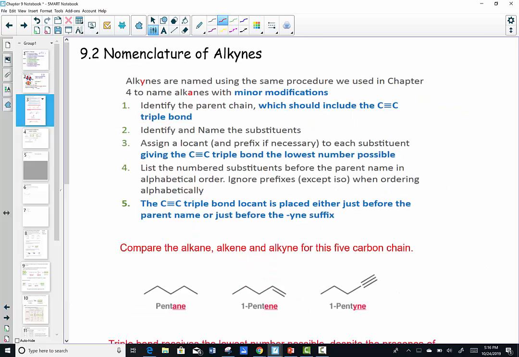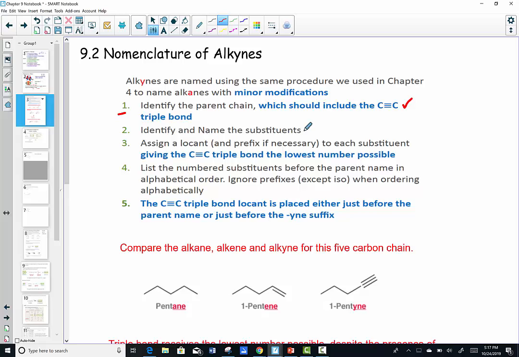Let's practice the nomenclature of alkynes. Now, alkynes are named with very similar rules and procedures as discussed in the previous chapter 4, naming alkanes. Then we practiced alkenes with the EZ, cis or trans. Here we'll have none of that and just simply find the longest carbon chain that includes the C triple bond C. So step number 1, when we begin naming our molecules, let's find the longest parent chain, and that parent chain must include the triple bond.